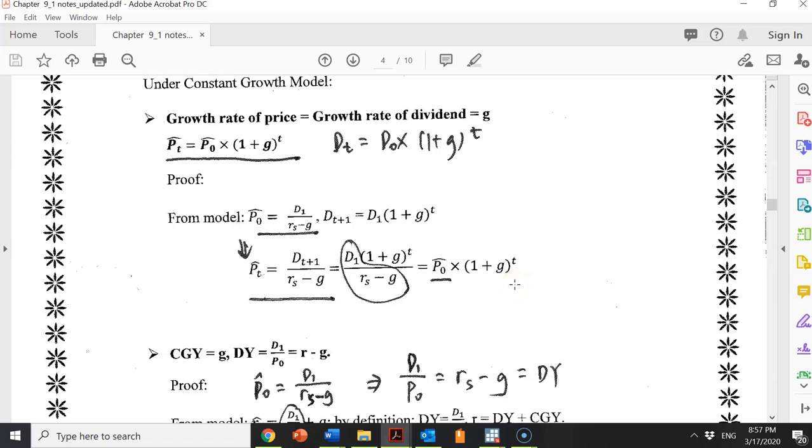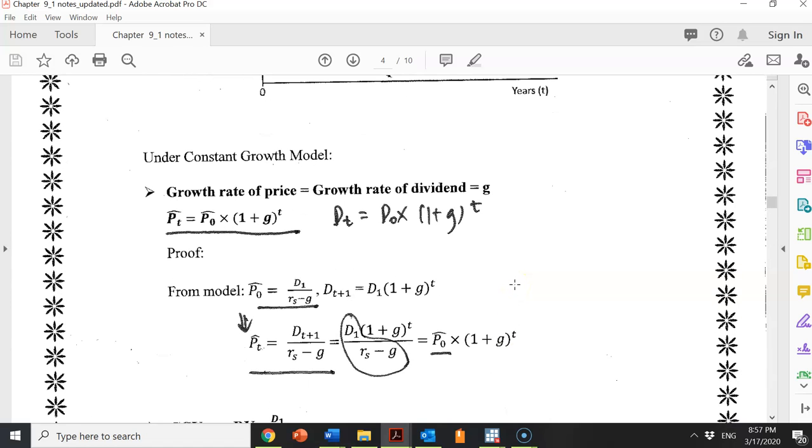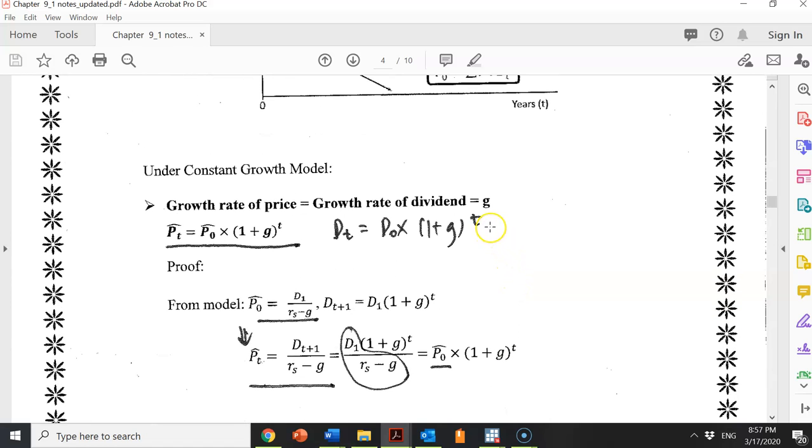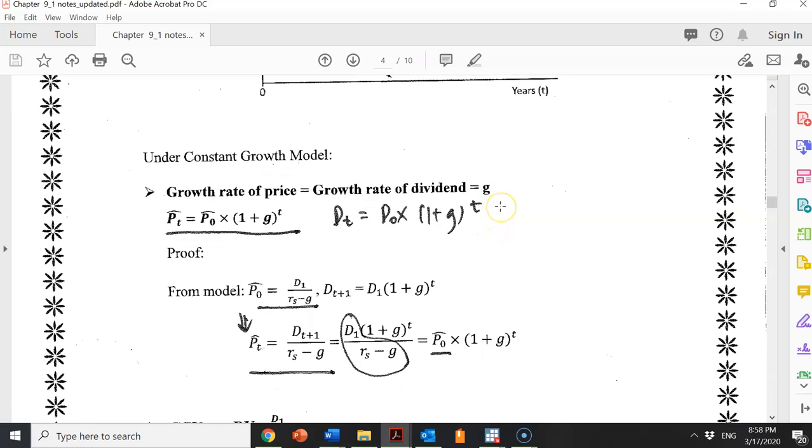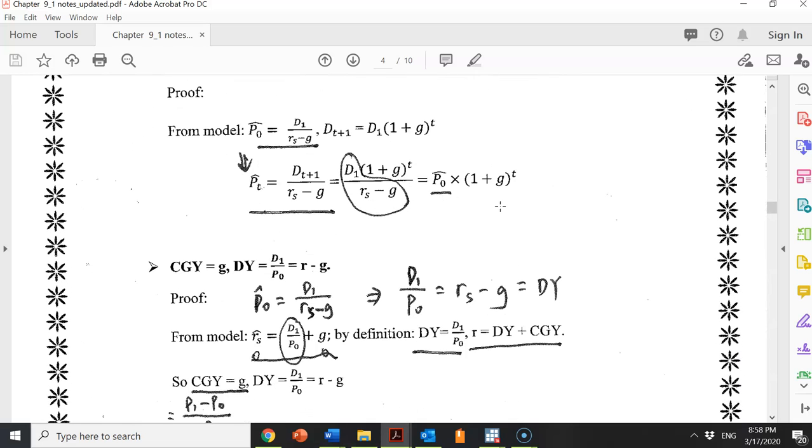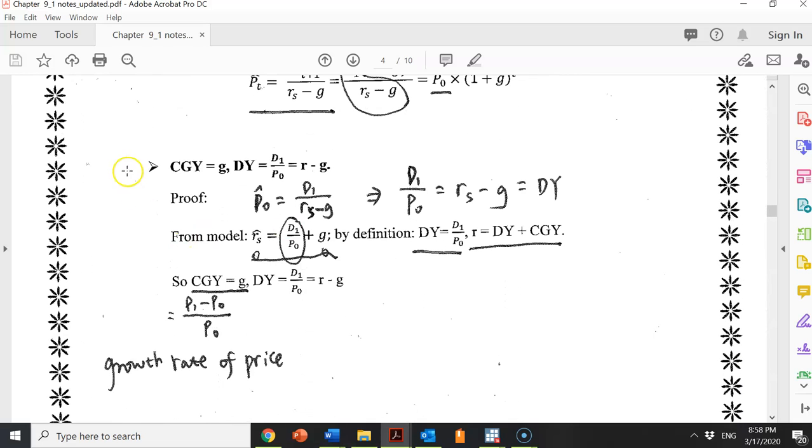Okay, the growth rate of stock price is the same as the growth rate of dividend, and they're both g. This is the first conclusion. The second conclusion is that our capital gains yield for the stock becomes g. Okay, remember capital gains yield is the difference in price divided by original price, right? So it's the growth rate of stock price. It is g. Dividend yield is D1 over P0. It is R minus g.